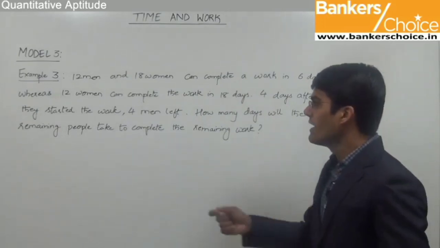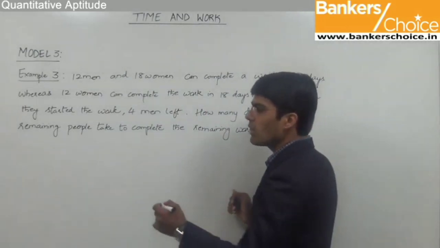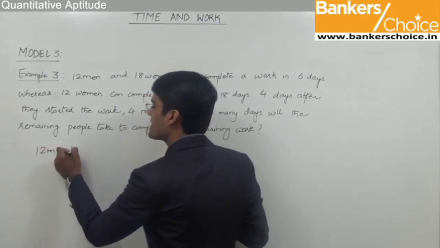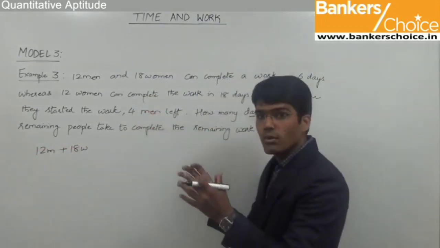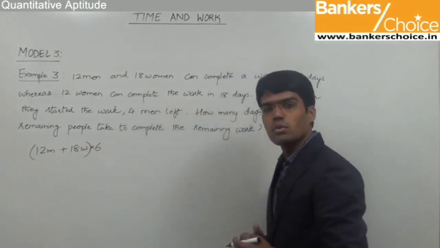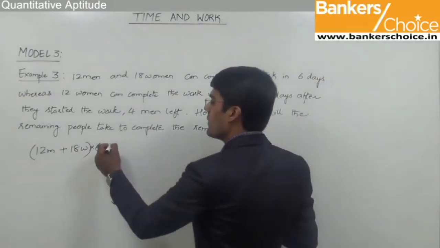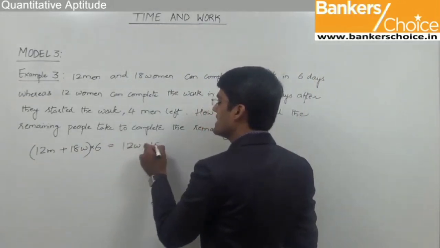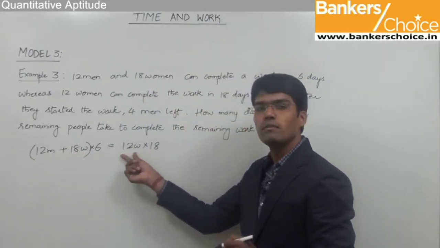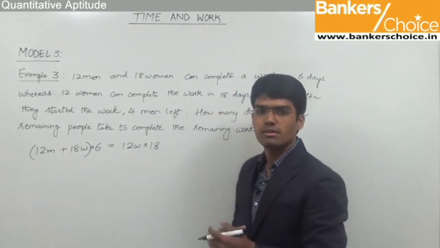As given in the question, 12 men and 18 women together can finish a work in 6 days. So going by the concept of work in terms of men into days, we can say that 12 men plus 18 women, we are taking plus because they are working together, into the number of days, 6, should be equal to the total work. And 12 women can finish it in 18 days, so this can be equated to 12 women into 18 days. Why? Because this is the total work done with men and women together, and here we have only women finishing it in 18 days. So total work on the left hand side and the total work on the right hand side.